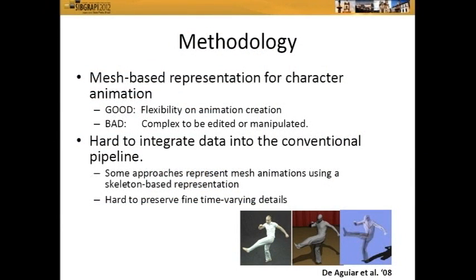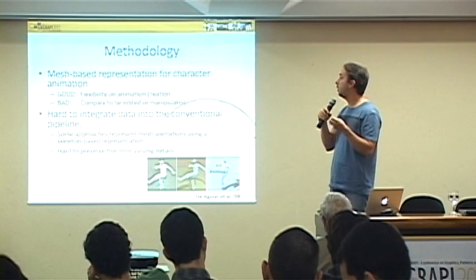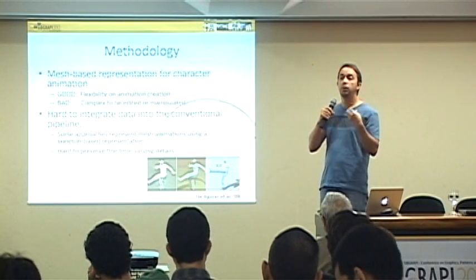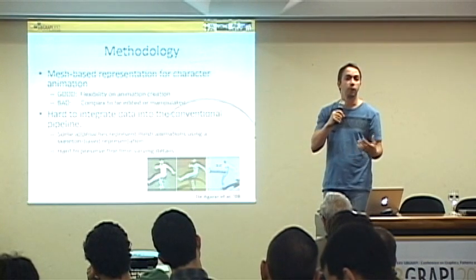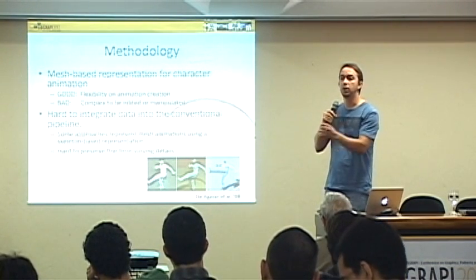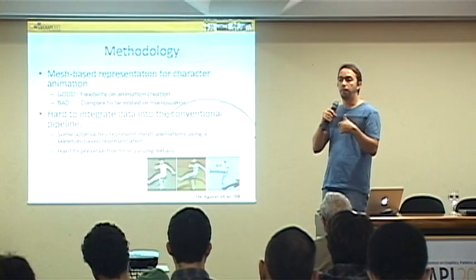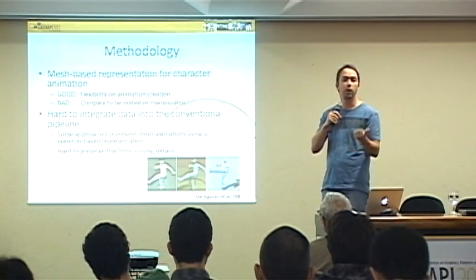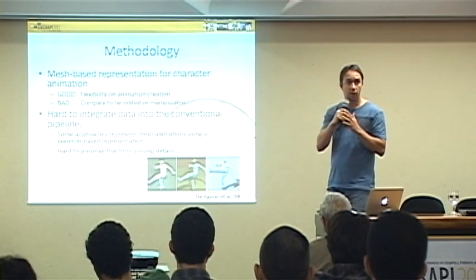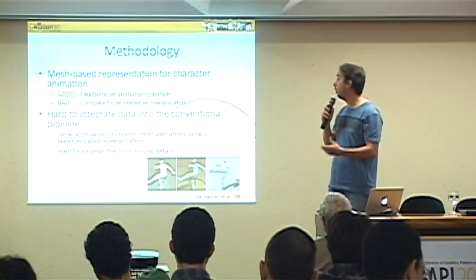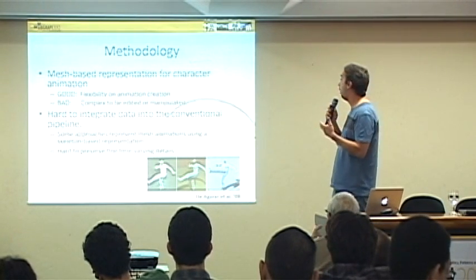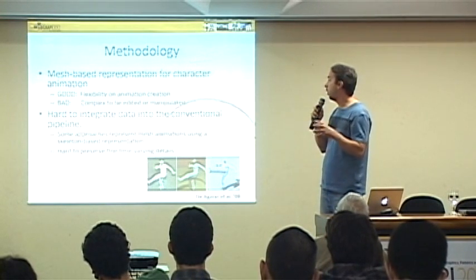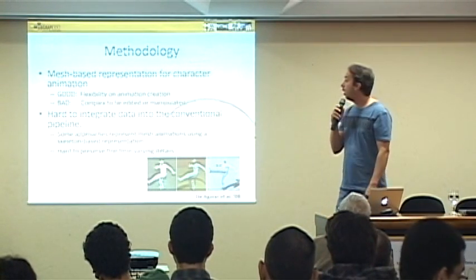If you think about a mesh-based representation for character animation, it is a really good representation because it allows us a lot of flexibility during animation creation. You're not bound by the skeleton constraint. In the same representation, you can capture both coarse and fine animations, for instance the animation of skin, cloth, etc. On the other hand, it's still complex to edit or manipulate. And this is the point that I want to attack with this paper.